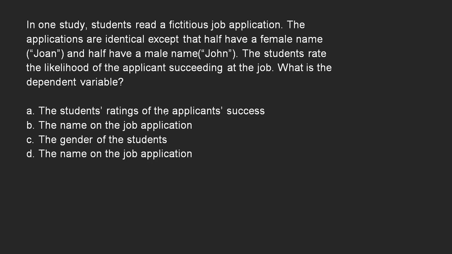All right, so in a study we're going to have an independent variable and a dependent variable. The idea here is that the independent variable either helps to predict or perhaps influences or affects the dependent variable, or maybe it simply just predicts. And it doesn't necessarily work the other way around. So the applications are identical except that half have a female name and half a male name. Well, this gives us our independent variable.